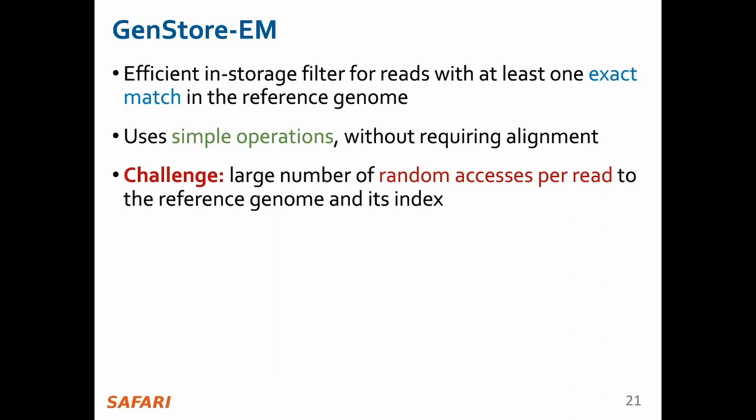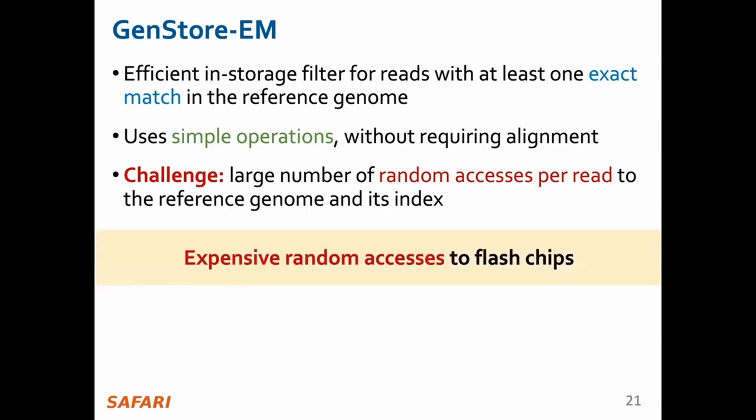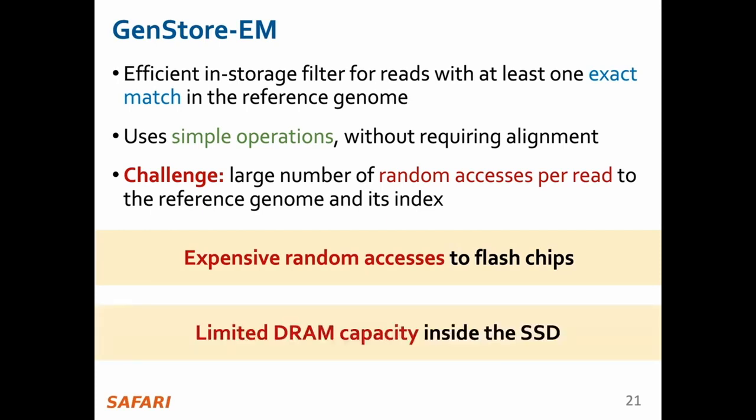And that is challenging in modern NAND flash-based SSDs because of two reasons. First is the poor performance of random accesses in NAND flash chips. And the second one is the limited DRAM capacity inside the SSD, which is relatively small compared to the size of data structures that need to be randomly accessed. For example, typically for modern SSDs, we have 1 gigabyte of DRAM compared to a terabyte of storage. So the DRAM inside the SSD is very small and we can't really have efficient random accesses to NAND flash chips.